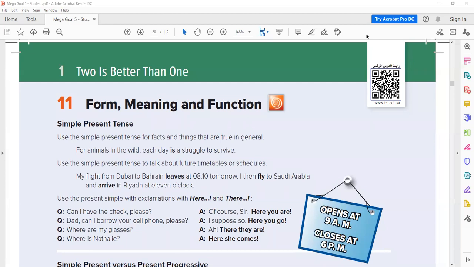Unit 1, Exercise 11 for meaning and function, pages 16 and 17. Today we're going to talk about simple present tense and present progressive.